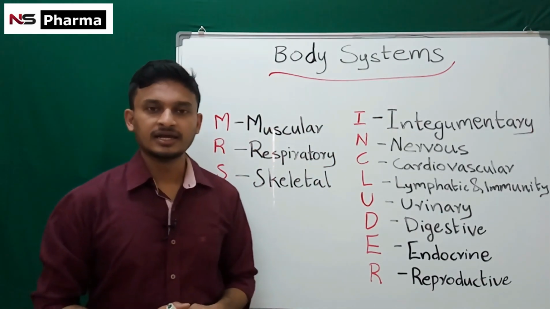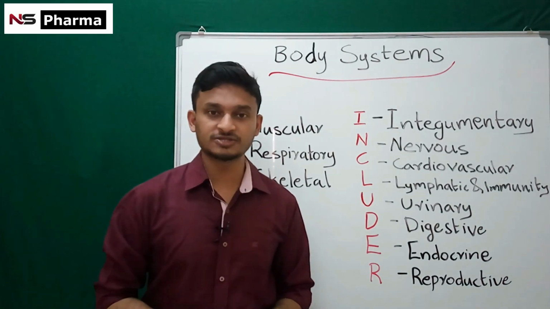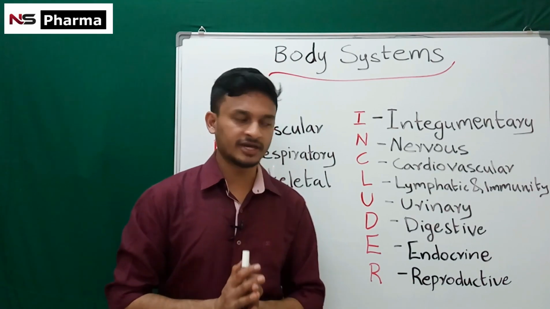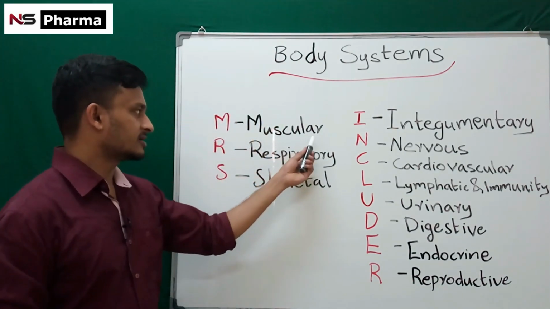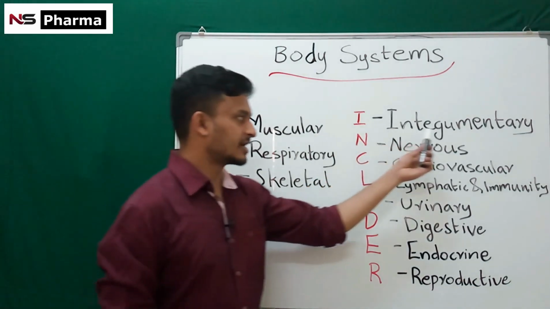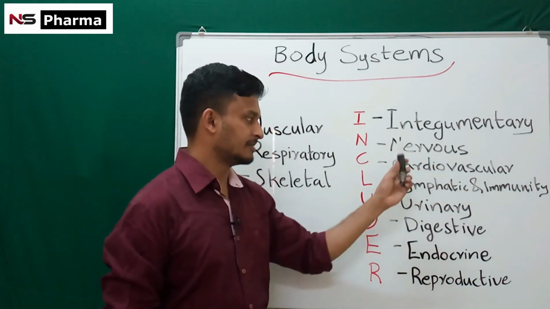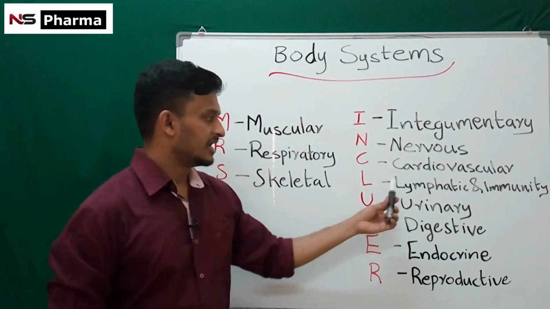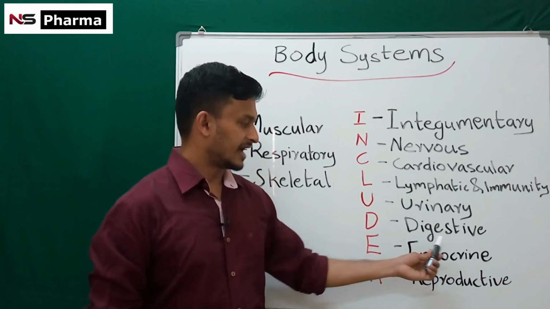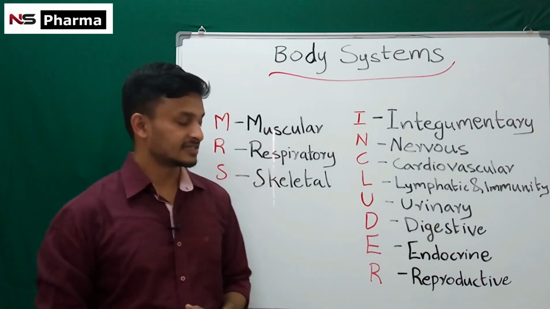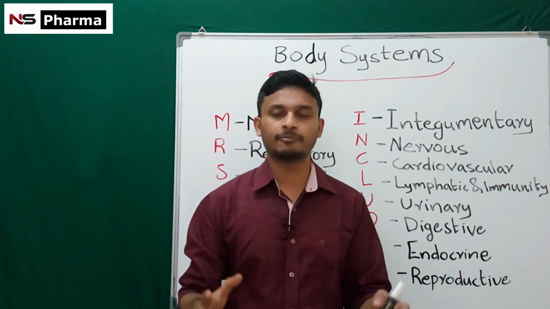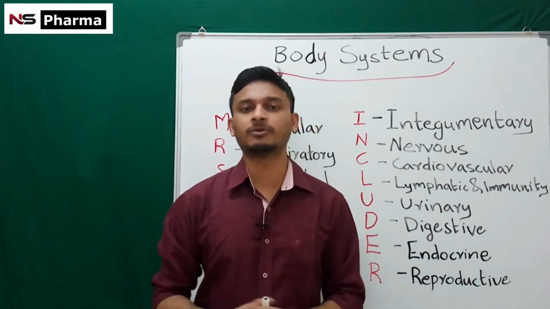So there are a total of 11 different body systems present in our body. These are the muscular system, respiratory system, skeletal system, integumentary system, nervous system, cardiovascular system, lymphatic system and immunity, then urinary system, digestive system, endocrine system and reproductive system. These are the 11 different types of body systems present in our body.